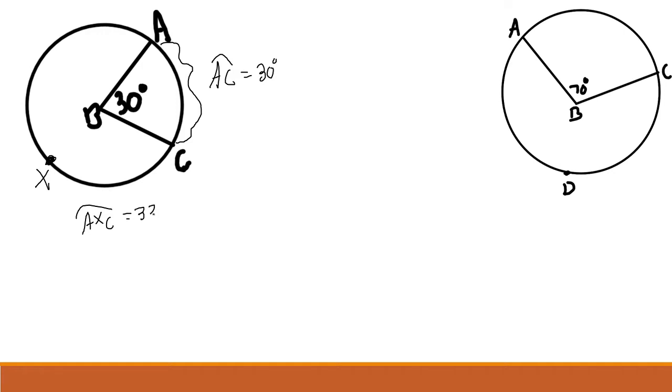equal to 330. And the way I got 330 is I did 360 minus 30 degrees, because that's how big this arc is right here. That's how big that angle is. It's 30 out of the 360 all the way around. That's how much is left for the major arc.